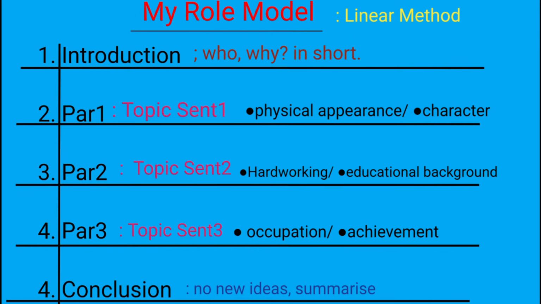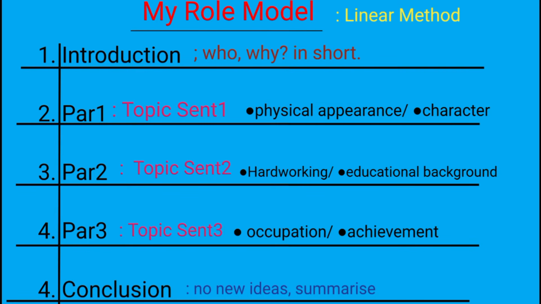And now you are in the next paragraph where you are dealing with a different main idea, which is hard work or educational background, and you are moving on to another paragraph with a new topic sentence, which is a new main idea. In that paragraph, you may need to talk about the occupation, the achievement, what made you choose this person as your role model. This should be somebody who really inspires you.